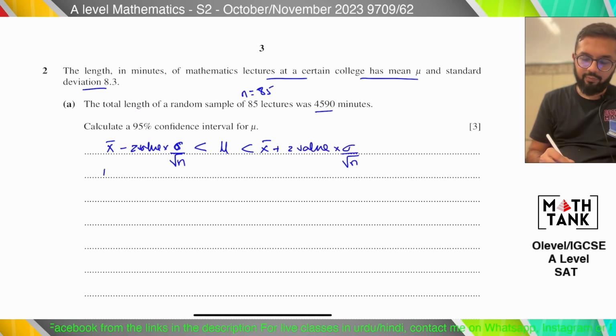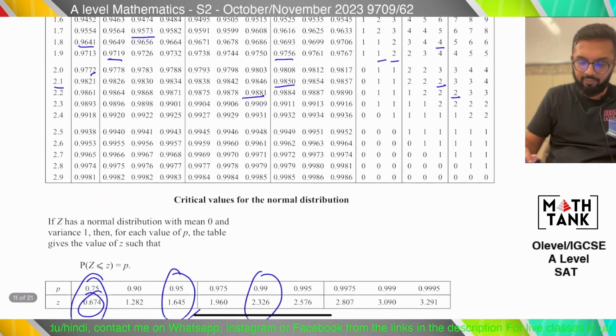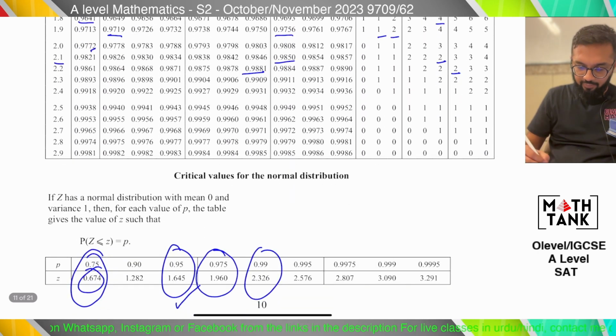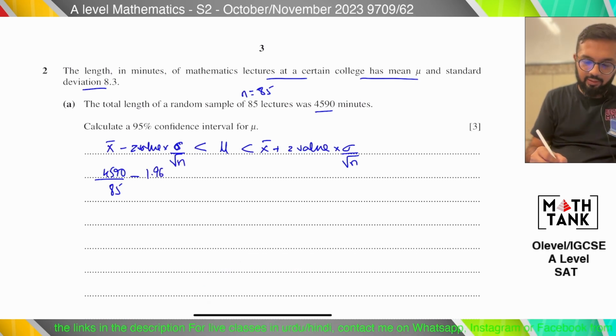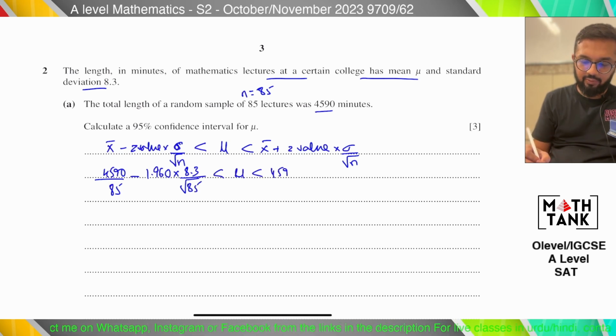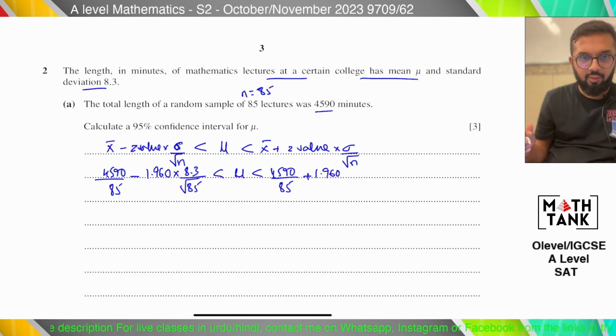So x bar is 4590 divided by 85. What is the z value? Z value for 95%. So I'm going to read 97.5 from my table, which is 1.960. So I get mu: 4590 over 85 minus 1.960 into 8.3 divided by root of 85, and 4590 over 85 plus 1.960 into 8.3 over root of 85.